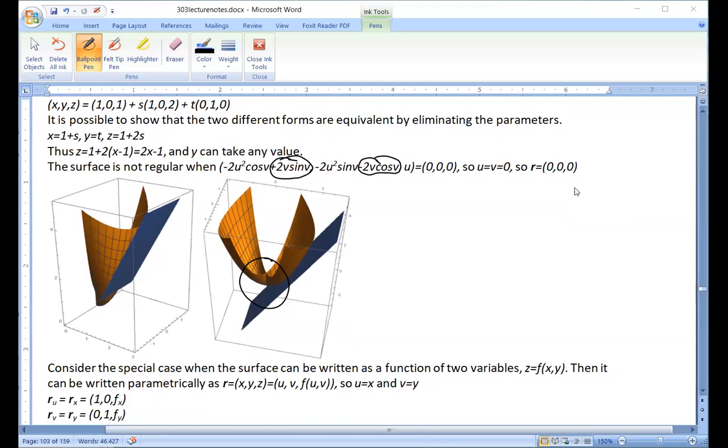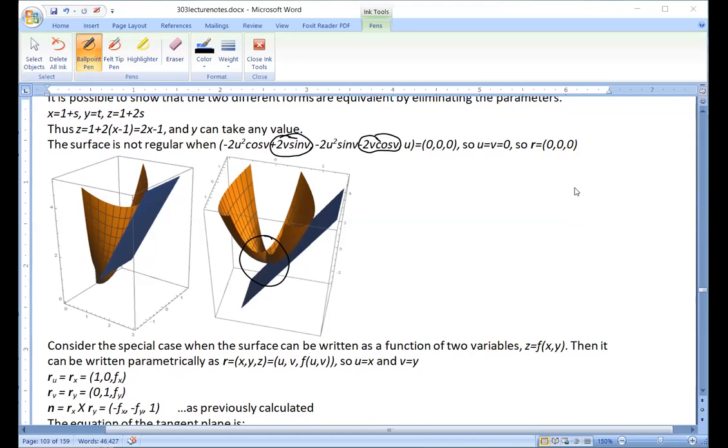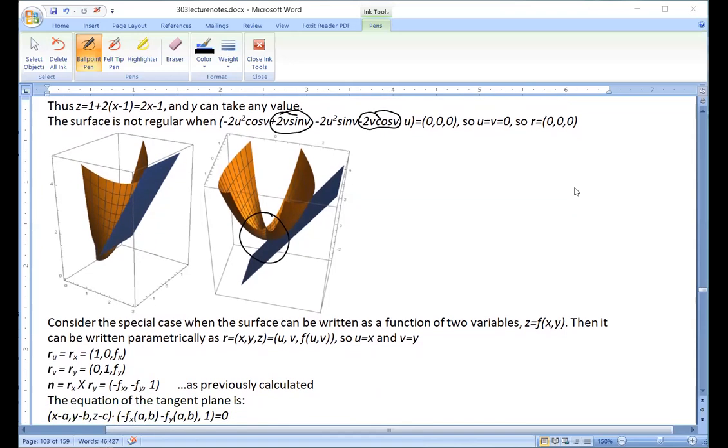Now, what's the normal vector? We've actually done this calculation before. The normal vector is just dr/dx cross dr/dy, and if you do it out, you just get negative df/dx, negative df/dy, 1. And therefore, using our methods, we can write down the equation of the tangent plane. Here I used the original point a, b.